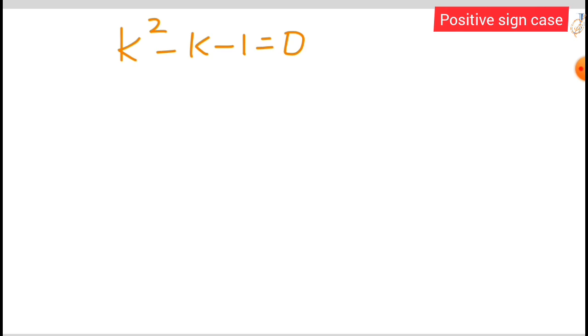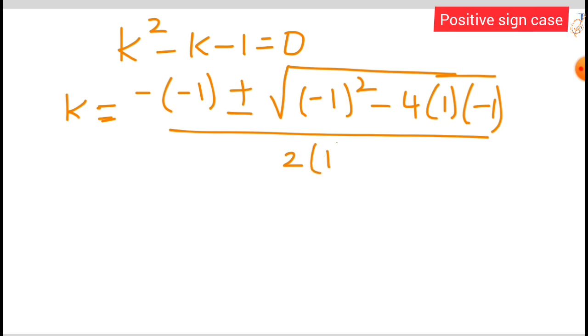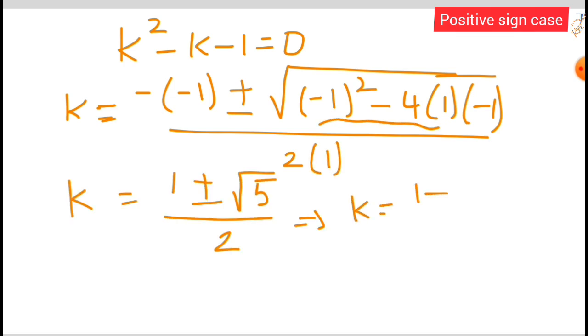This is a quadratic equation. We can use the quadratic formula here. So k equal to, what is the formula? Minus b, so minus of minus 1, plus or minus square root of b square, that is minus 1 whole square, minus 4 times a and c value is minus 1, over 2 times a, value is 1. After simplifying this, 1 plus root 5 by 2 and another one is 1 minus root 5 by 2.